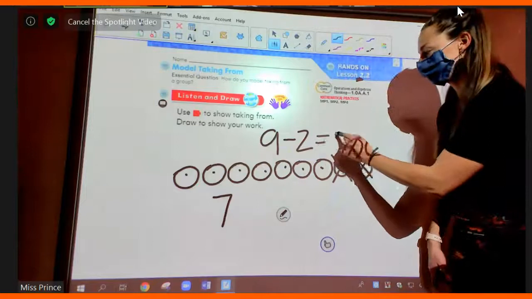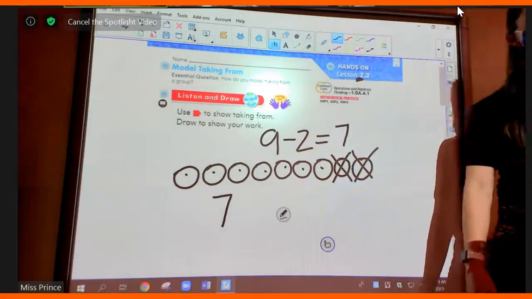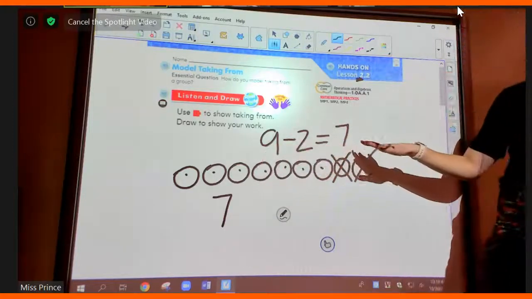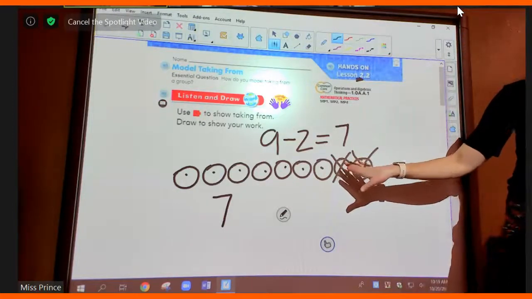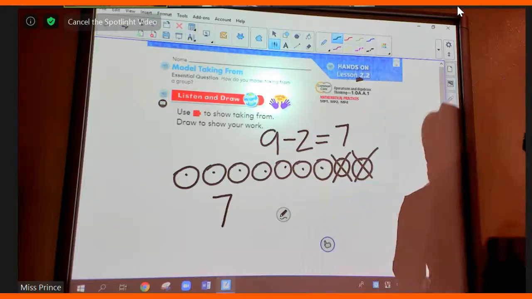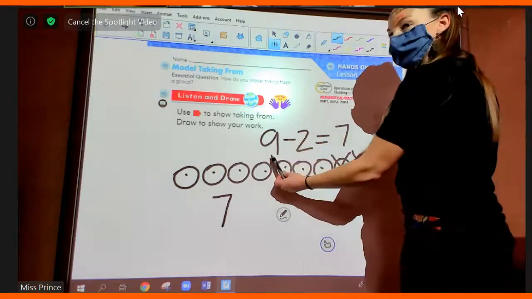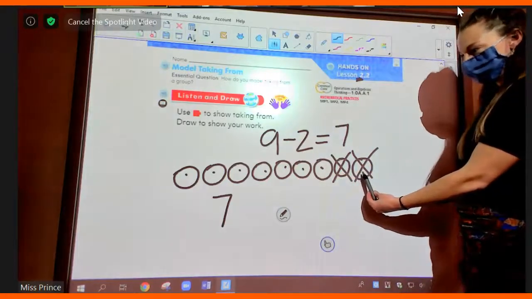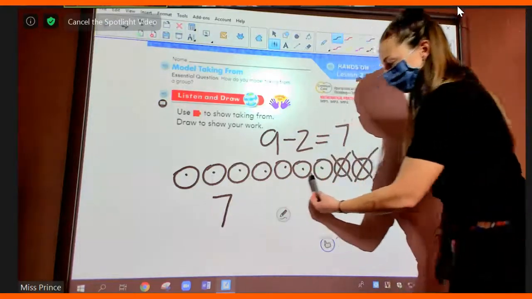7. So we are going to be spending time this chapter talking about how to write our math equations this way. But for this problem, I wanted to do it together so we could see. Here's our biggest number. This is how many we took away. And 7 is what we had left over.